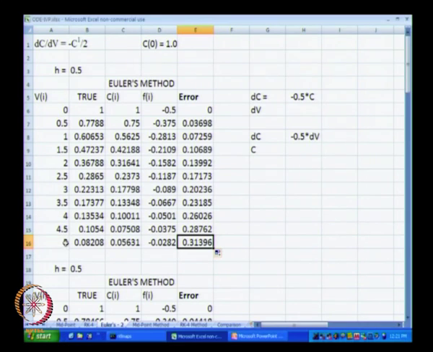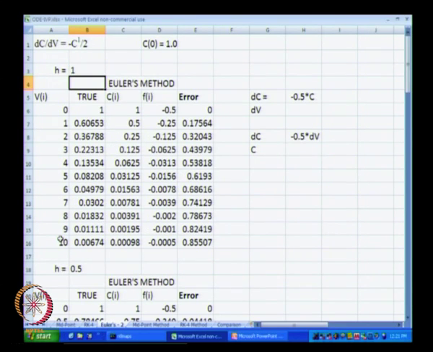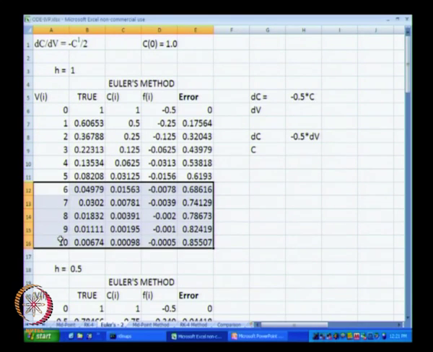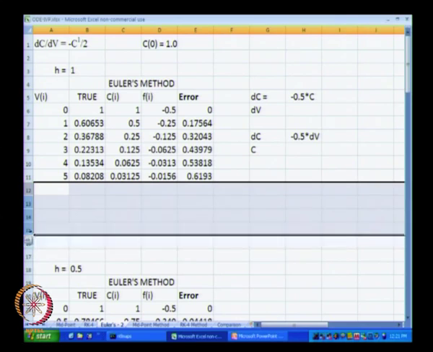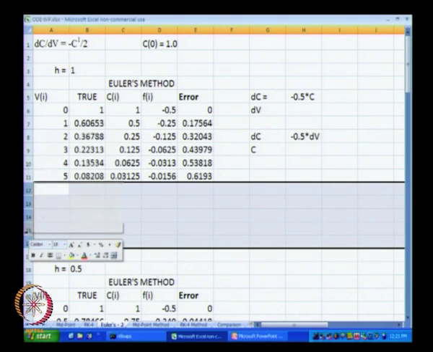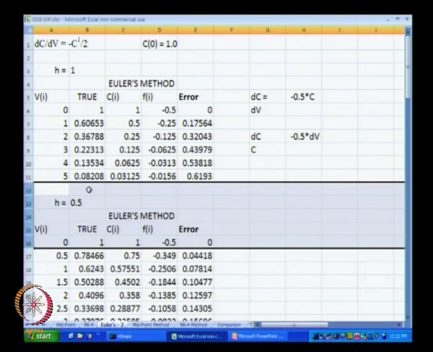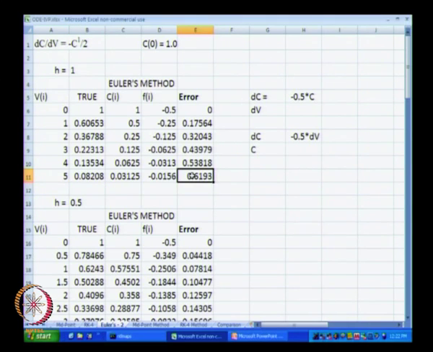Okay. And we can extend it up to v equal to 5, and we will get the concentration of the species coming out from the PFR using the Euler's explicit method. Now let us increase our h to 1 and see what happens. When our h has increased to 1, the overall errors have also increased. So the errors have increased indeed when we go from h equal to 0.5 to h equal to 1, but the solution is still available for us to see.